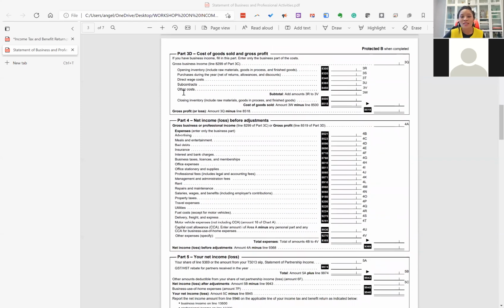And then if it's a business that sells products, you would see information on inventory and purchases during the year and things like that. If there were also subcontractors employed in the business, it would be shown here. On this page as well, you can see the different categories of expenses that will go towards reducing that gross income amount. And this is where common sense will kind of prevail.